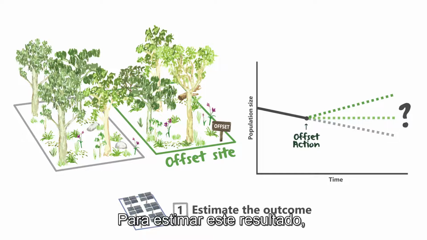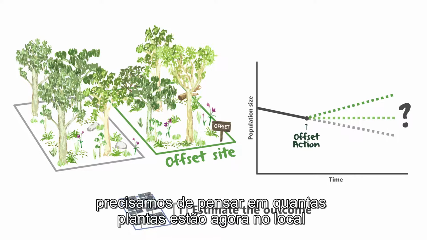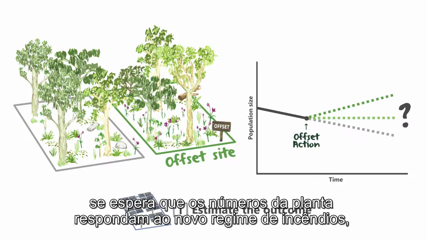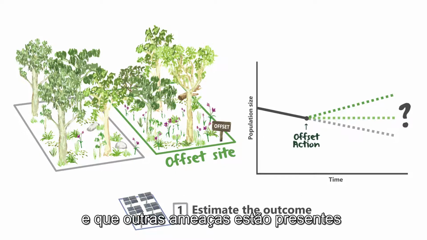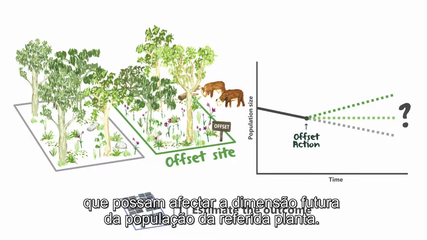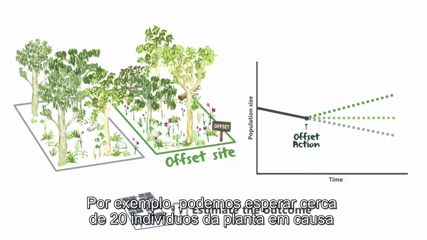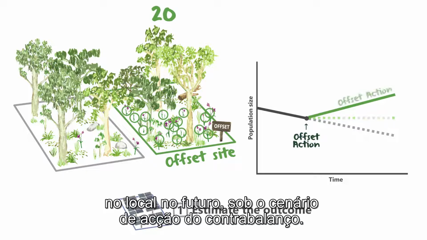To estimate this outcome, we need to think about how many plants there are at the site now under the current fire regime, how quickly and to what extent the plants' numbers are expected to respond to the new fire regime, and what other threats are present that might affect the future size of the plant population. For example, we might expect that about 20 plants would be on the site in the future under the offset action scenario.